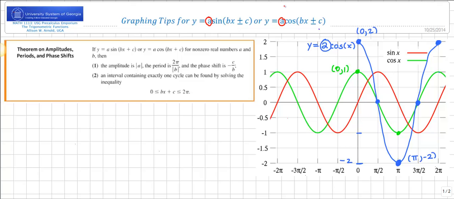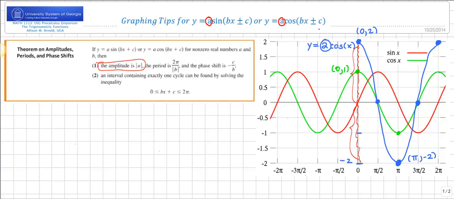So let us say it this way. The amplitude is a positive number measuring the total height of the graph divided by 2. Okay, so it's measuring really this part here or here, take your pick, and is the absolute value of the vertical stretch or compression.